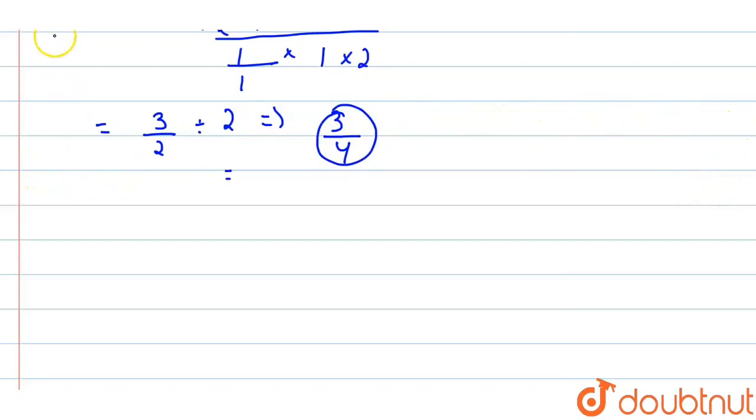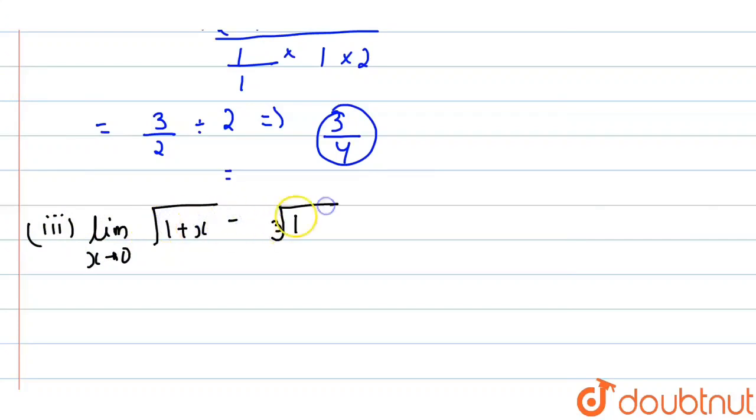Now move on to the third limit. What we are given in the third limit? We have to find the limit x tends to 0 of root under 1 plus x minus cube root of 1 plus x upon x. So here also we can apply L'Hospital's rule, since we are seeing that it is of the form 0 by 0.